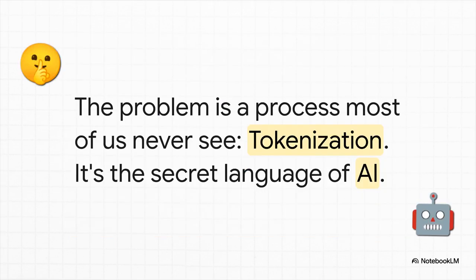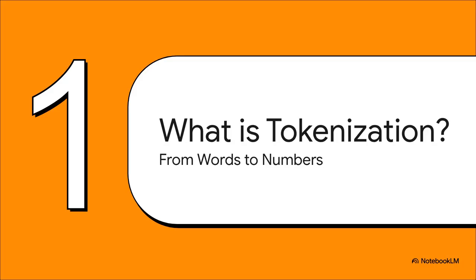The culprit, and it's something that's at the core of pretty much every large language model out there, is a process called tokenization. This is the hidden language of AI. All right, so what in the world is tokenization? Let's dive in and break down how our words get translated into something a computer can actually work with.